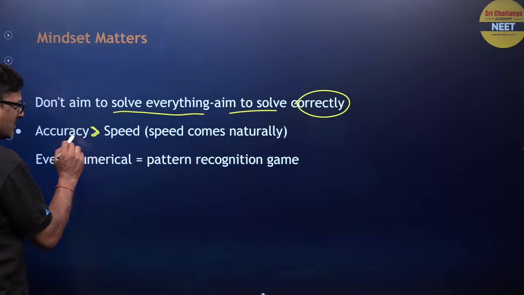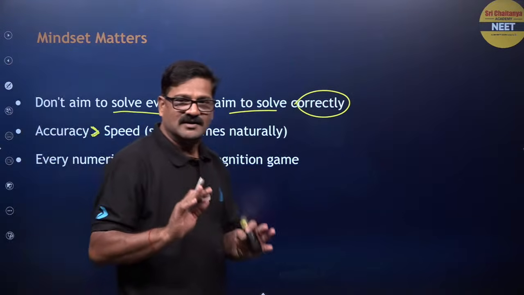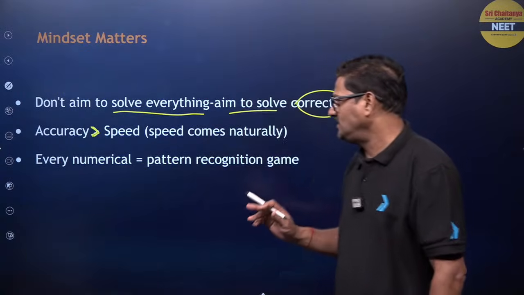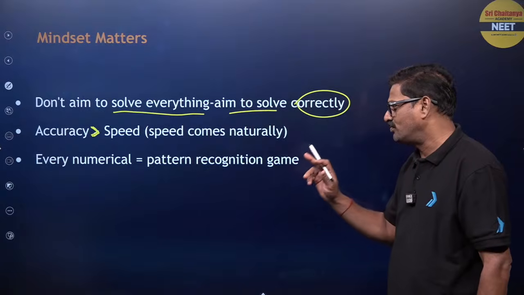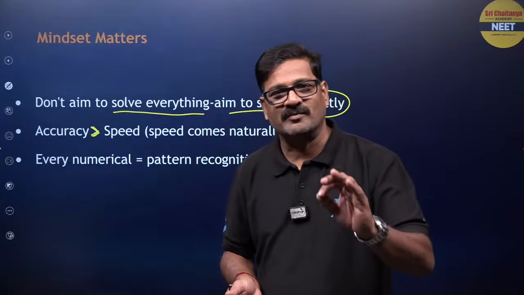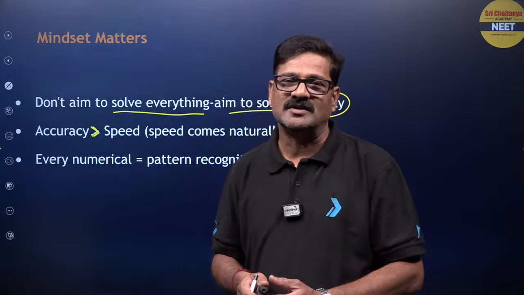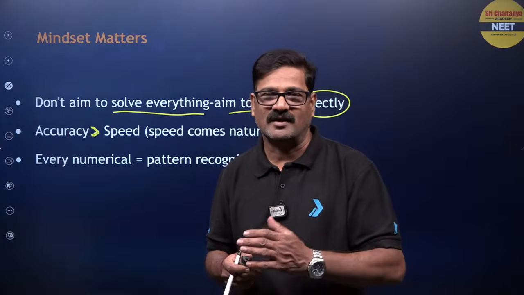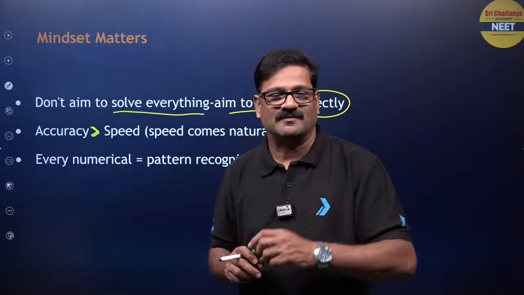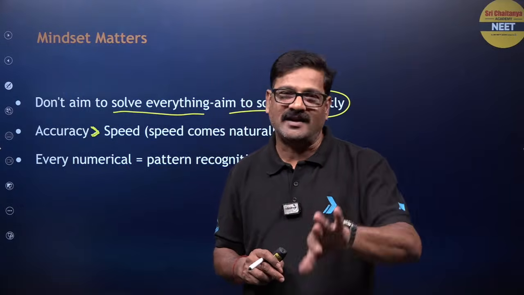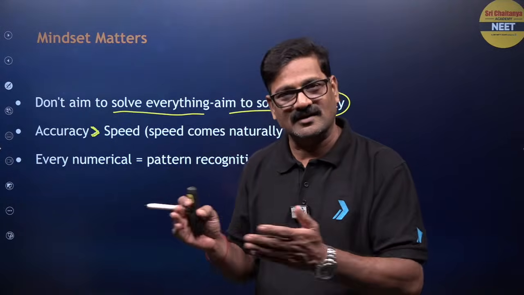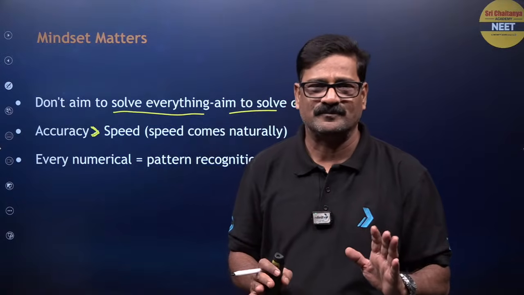Bacho, keep this in mind. Speed comes naturally. With practice, slowly the habit will build. And every numerical is equal to a pattern recognition game. Okay, 4 grams of sodium hydroxide dissolved in 250 milliliters of solution. What is the molarity? This is one pattern of the question. Next time another one: 5.8 grams of sodium chloride is dissolved in 500 milliliters of solution. Like that, 100 numericals you do, it makes no difference, beta.